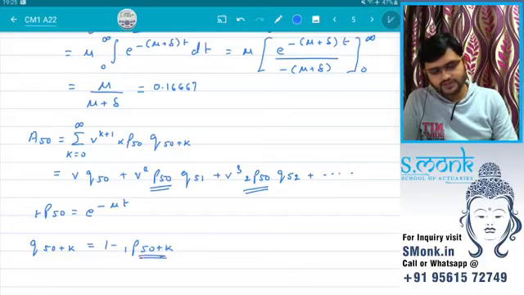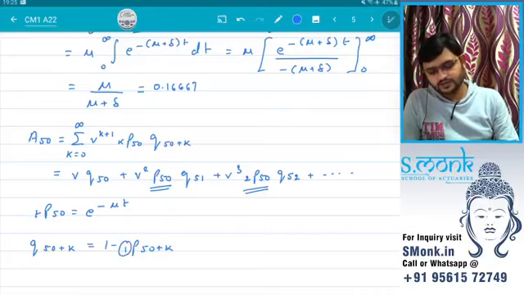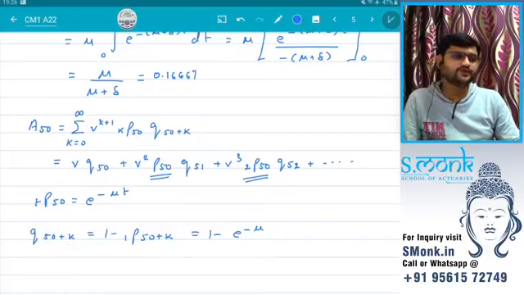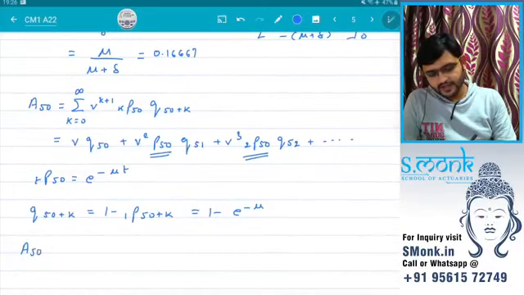And we know this does not matter when we are talking about force of mortality. T is 1, I can substitute it here, and I get 1 minus e raised to minus mu. This will be true for all k from 0 to infinity, because we have constant force of mortality. So when I substitute that, I get A50, with V as e raised to minus delta. For each term I can take 1 minus e raised to minus mu outside.